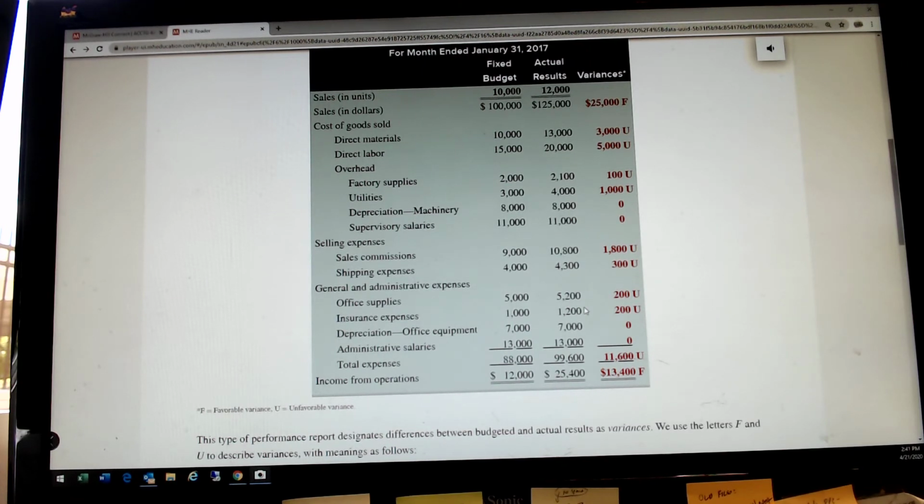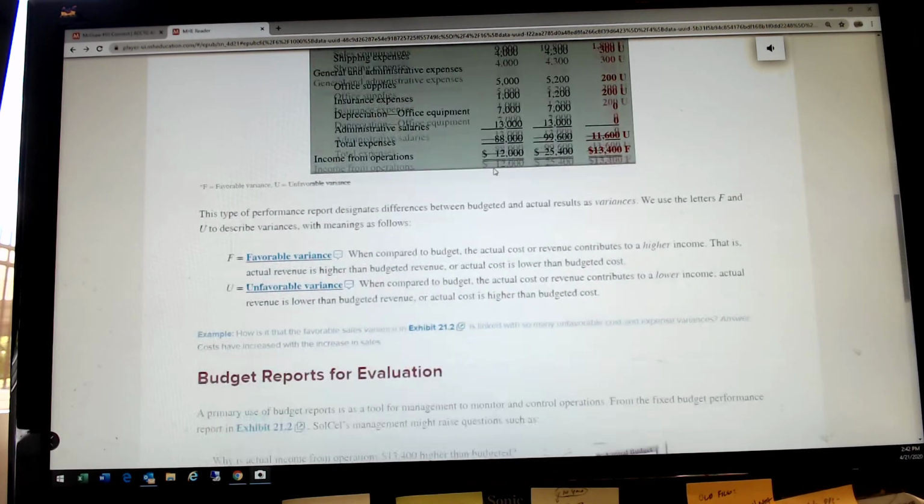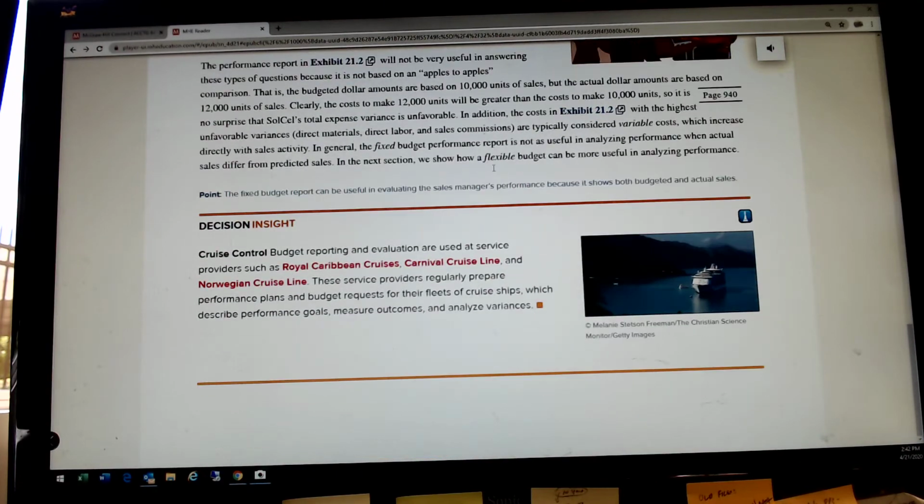But some of you have probably already figured out that these are the revenues and costs that should have occurred at 10,000 units of sales. They are not what we should have incurred at 12,000 units of sales. I would expect my sales volume and sales amount to go up, and I would certainly expect my costs to go up because I had to make more to sell them. So you really can't compare the actual results at one level of activity, 12,000 units, with what they should have been at 10,000. I should compare what they should have been at 12,000, which requires me to prepare a flexible budget.